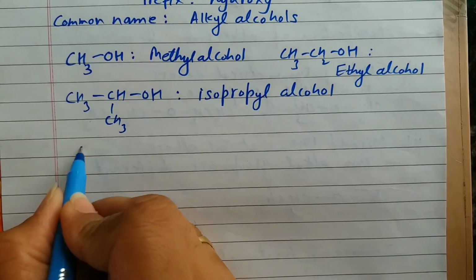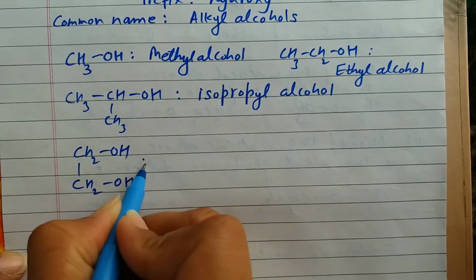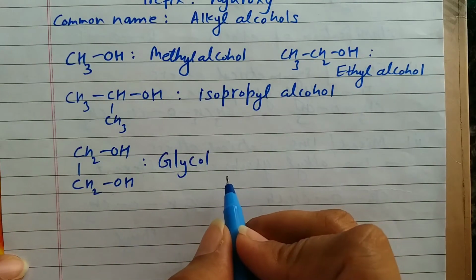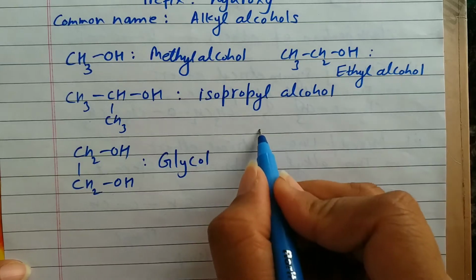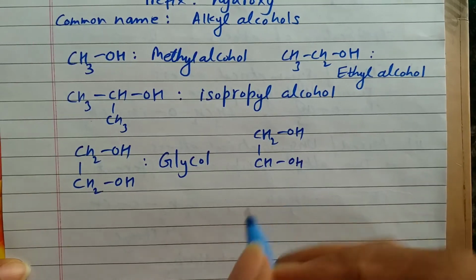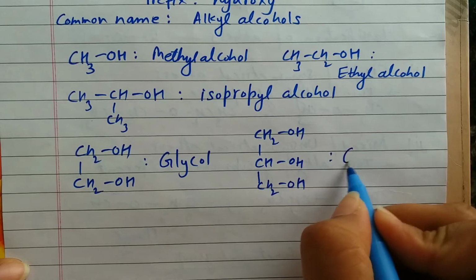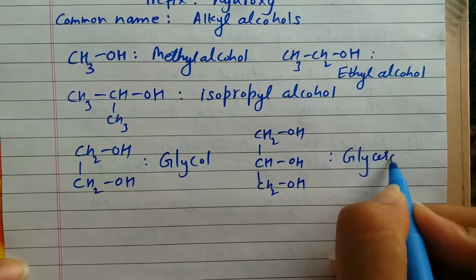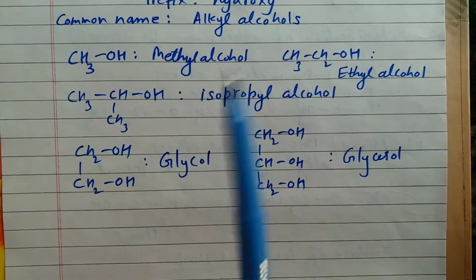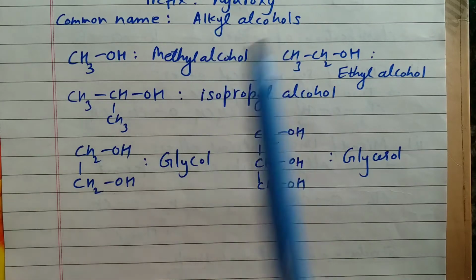Then one quite common alcohol, CH2OH, CH2OH, and the common name of this compound is glycol. It's a trivial name, common name, glycol. Then there is another very important alcohol. The formula is CH2OH, CHOH, CH2OH, and this is called glycerol. So these were a few examples of alcohols and their common names. But in general, alcohols are named in the common system as alkyl alcohols.